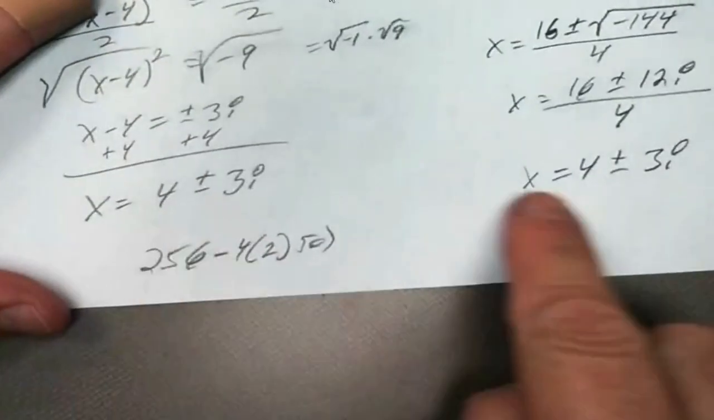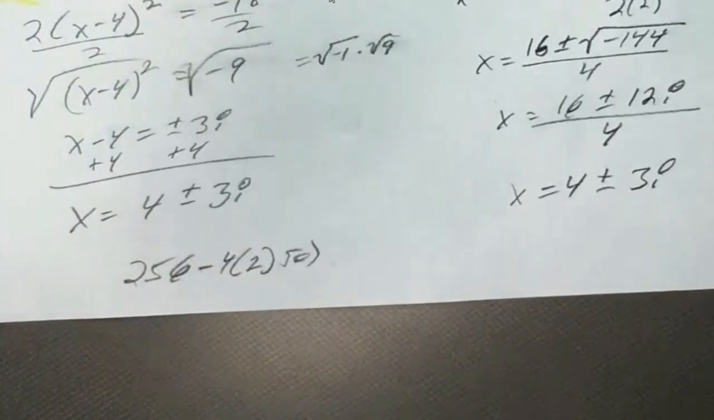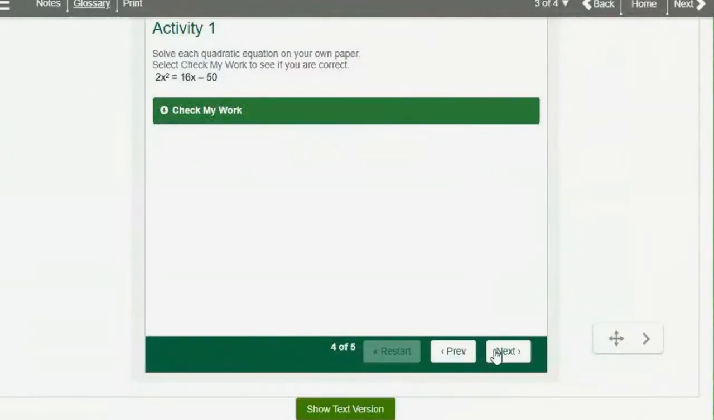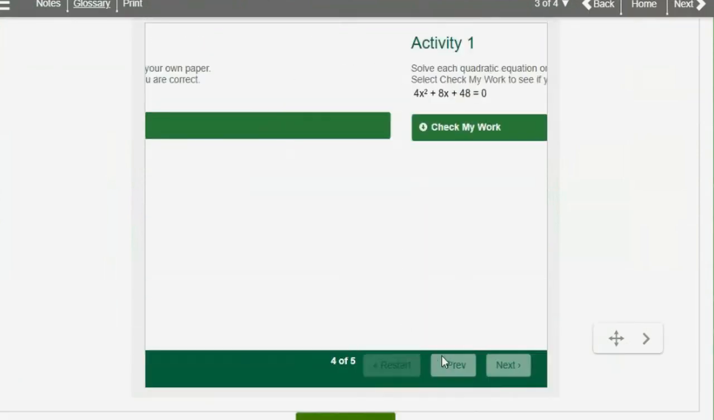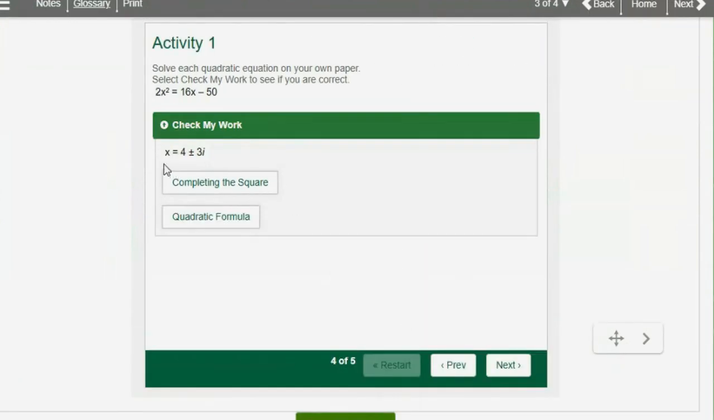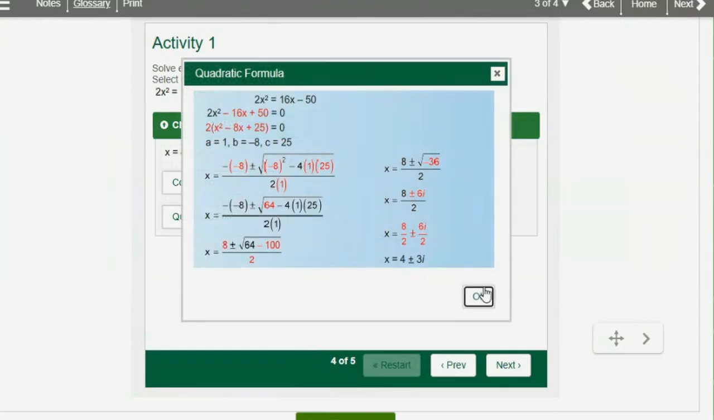Now, look, we got the same answer both ways: 4 plus or minus 3i. One with completing the square, the other using the quadratic formula. So again, it's whichever one you like. Check my work: 4 plus or minus 3i. And depending on which way you worked it, they'll show you how to do it. We did it both ways, and we got the right answer.